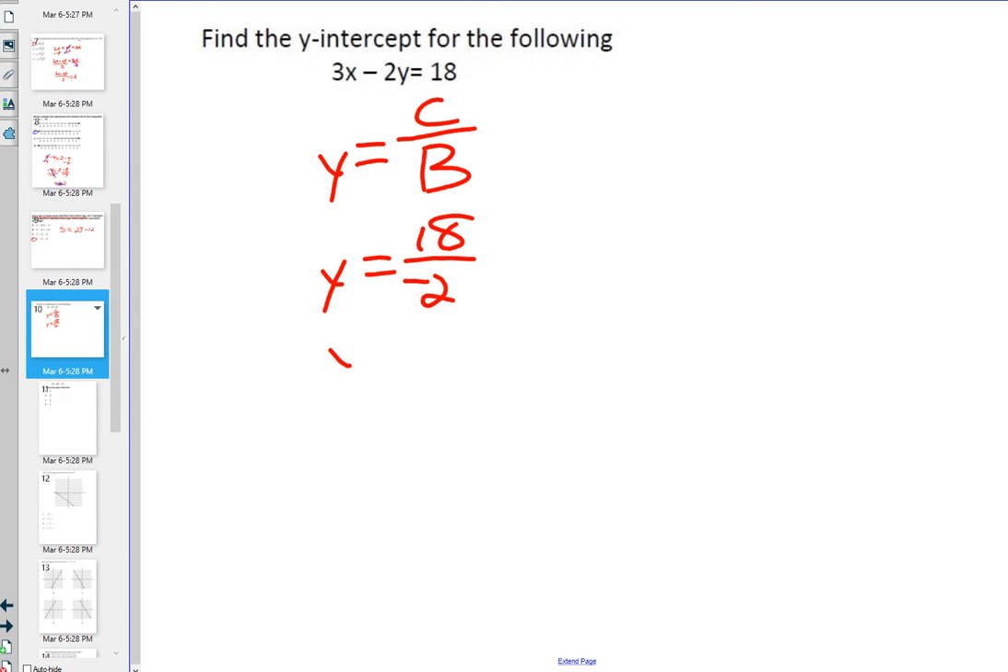I saw one person do it, and I love the fact that you're thinking about putting it as an ordered pair. But the problem is Google Forms doesn't like that. So if you're paying attention, what should you enter for the answer here? Just negative 9.